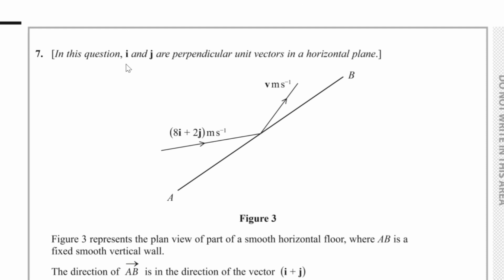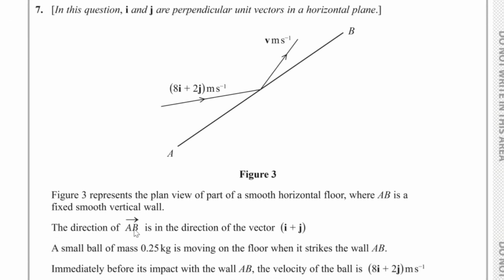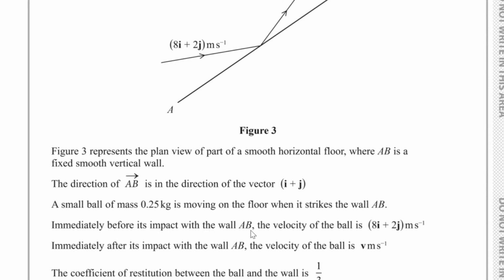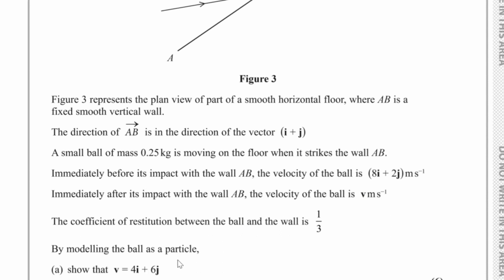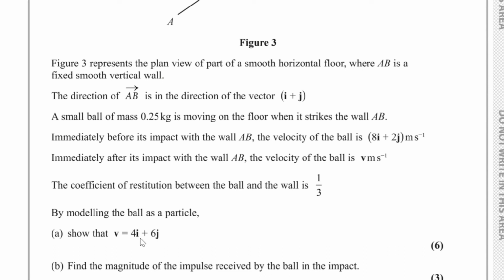Question number 7. In this question, i and j are perpendicular unit vectors in a horizontal plane. Figure 3 represents the plan view of part of a smooth horizontal floor where AB is a fixed smooth vertical wall. The direction of AB is in the direction of the vector i plus j. A small ball of mass 0.25 kilograms is moving on the floor when it strikes the wall AB. Immediately before its impact with the wall AB, the velocity of the ball is 8i plus 2j meters per second. Immediately after its impact with the wall AB, the velocity of the ball is v meters per second. The coefficient of restitution between the ball and the wall is 1/3. By modelling the ball as a particle, for part A we have to show that v equals 4i plus 6j.